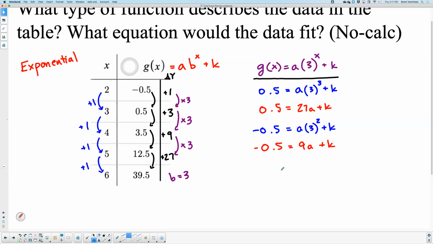Okay, do you remember what we did from here? Let's subtract the 2 equations. I'll just list this one first because I see the a's are bigger. I think it'll be better to do it that way. So I'll take the 0.5 equals 27a plus k. And we are going to subtract negative 0.5 equals 9a plus k.